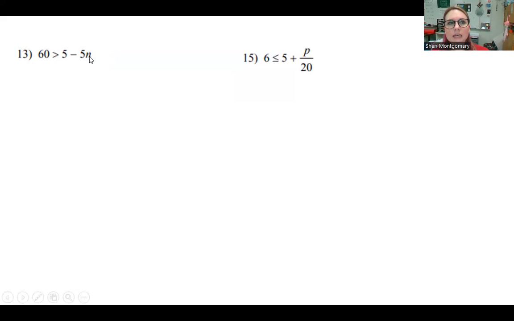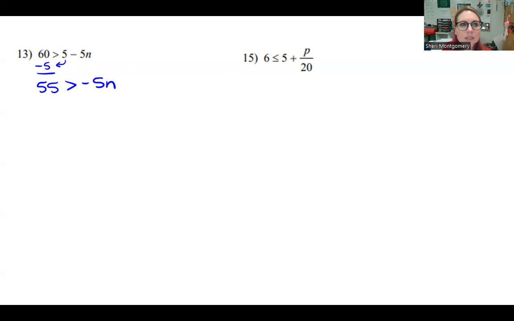Remember, my goal is to get n by itself. I need to get rid of this 5 first. And to do that, I will subtract 5. What is 60 minus 5? 55.